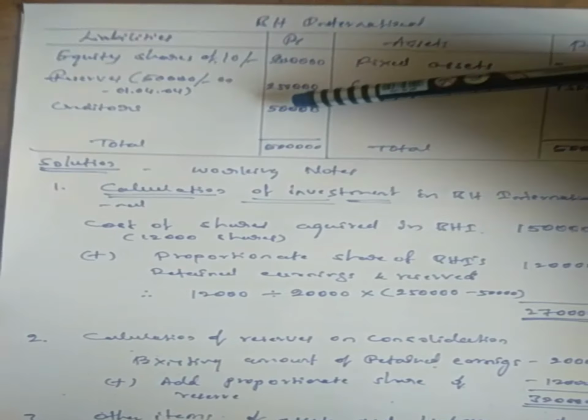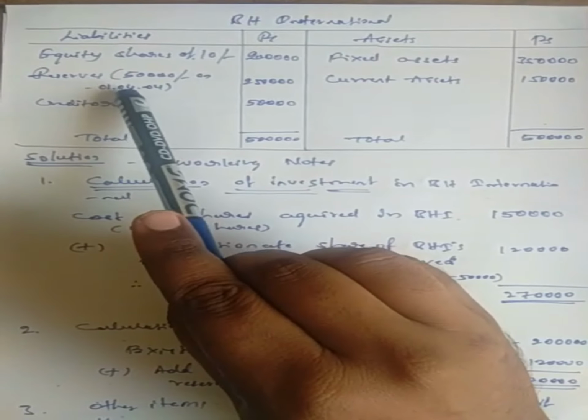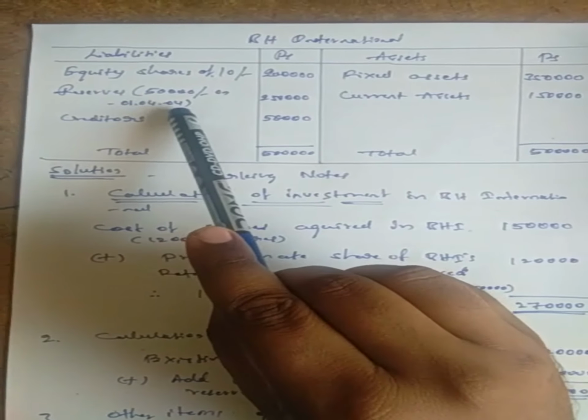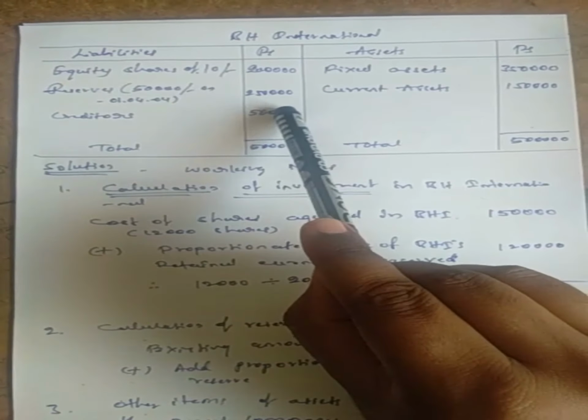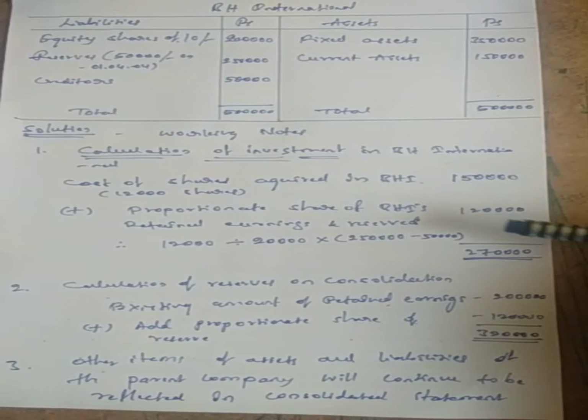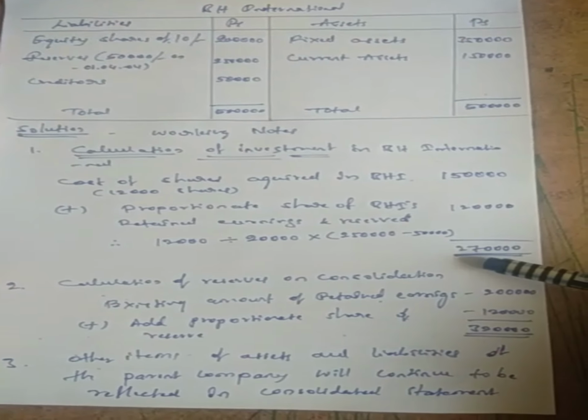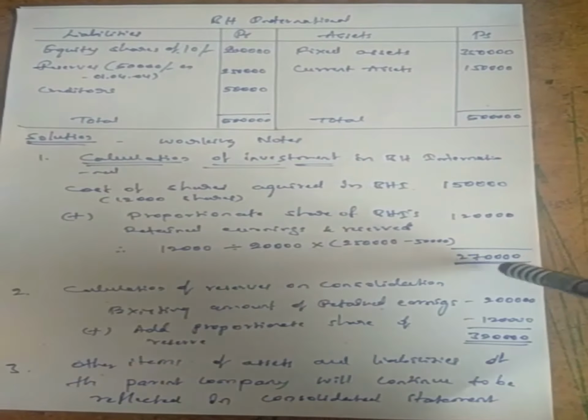In BH International Limited, the reserves are 2 lakh 50,000 and the previous reserve as on 1st April 2004 is 50,000. So 2 lakh 50,000 minus 50,000. So 12,000 divided by 20,000, multiplied by 2 lakh 50,000 minus 50,000. The amount is 1 lakh 20,000. So 1 lakh 50,000 plus 1 lakh 20,000, total amounting to 2 lakh 70,000.